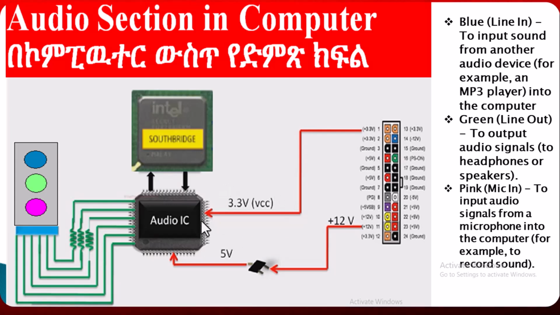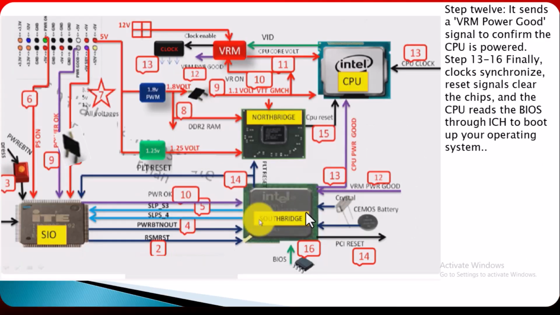These audio ICs communicate directly with the south bridge by sending signals to and receiving signals from this south bridge. This south bridge is here. These south bridges have the responsibility for the audio section. Okay?